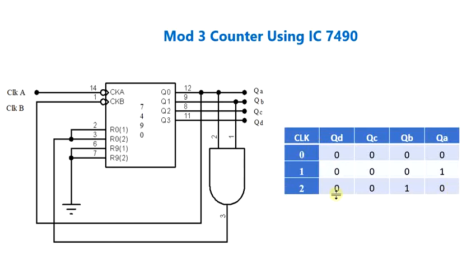We need to ensure that the combination corresponding to decimal 3, which in binary would be 0011, has to be reset. So what we do here is for 0011, QB and QA are the ones which will be equal to logic 1. So that is why QA and QB is ANDed, and the result that is obtained is given to the reset input, so that you obtain the output only till 0 to 2 in binary.